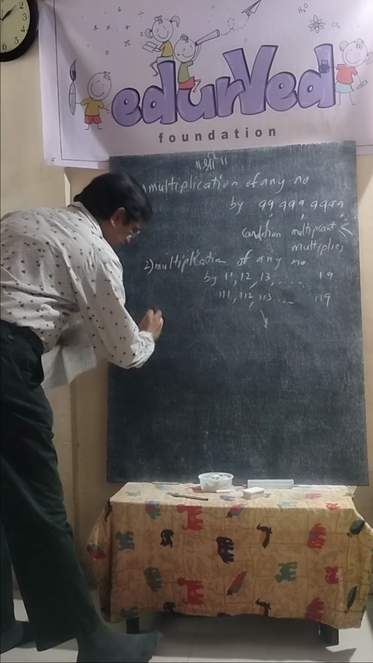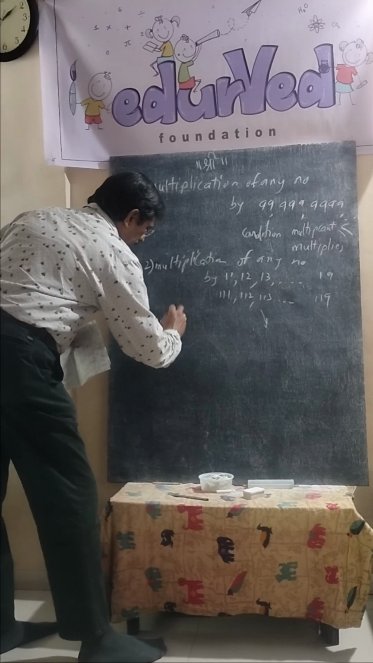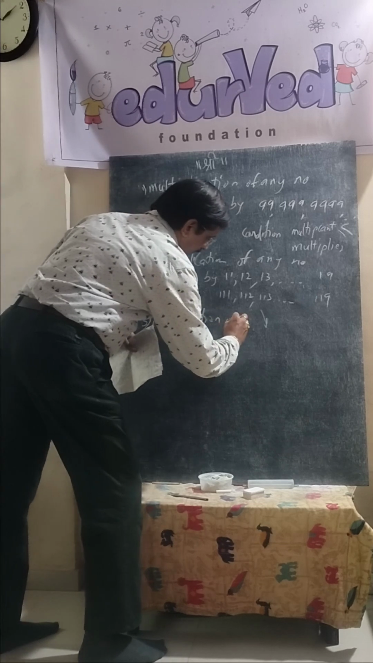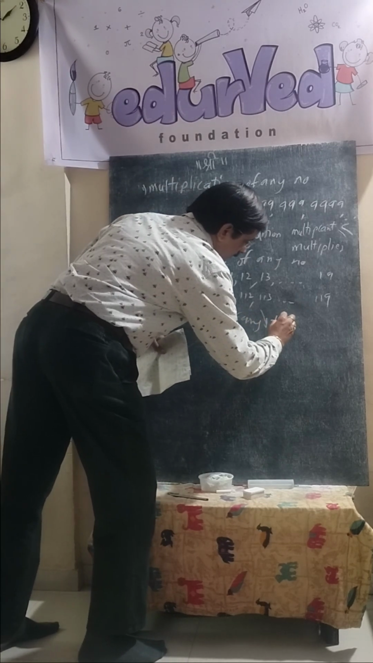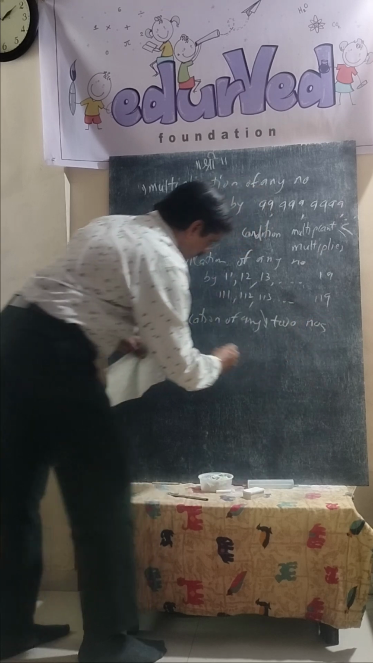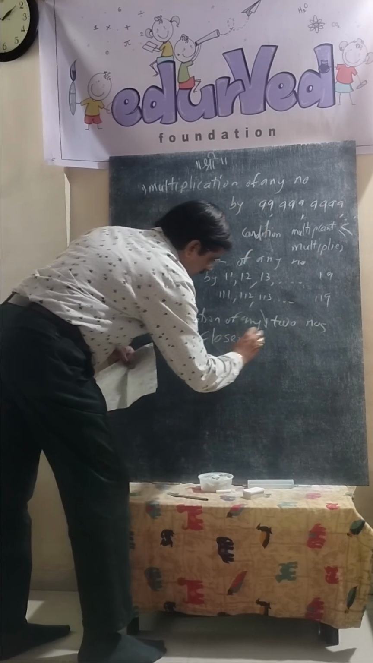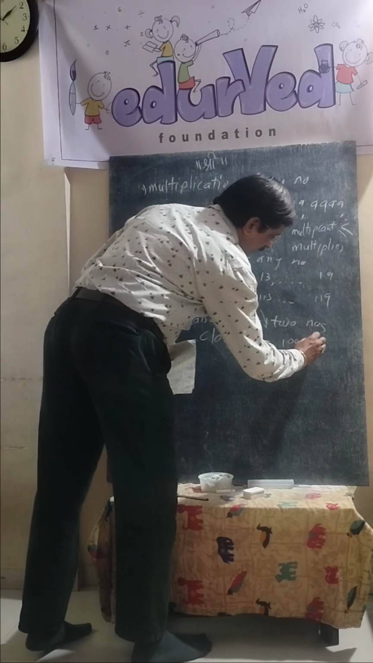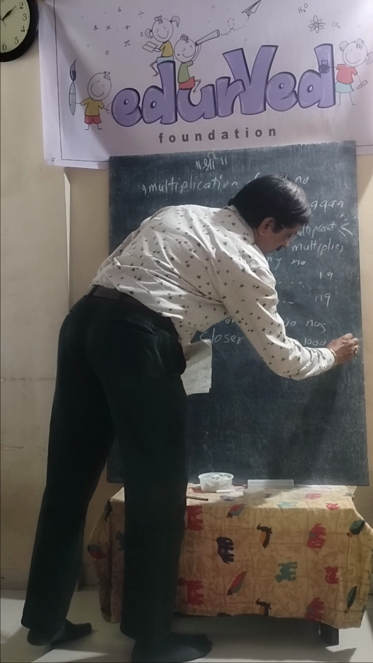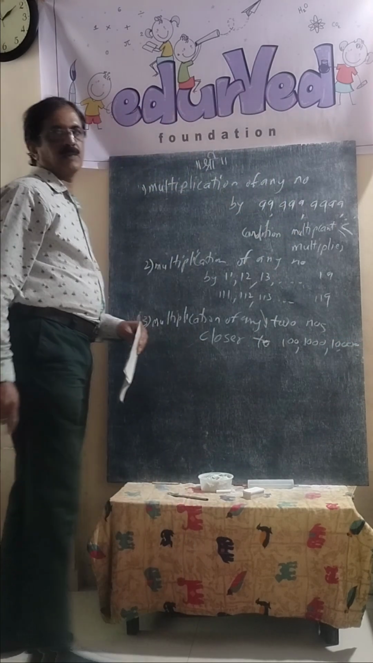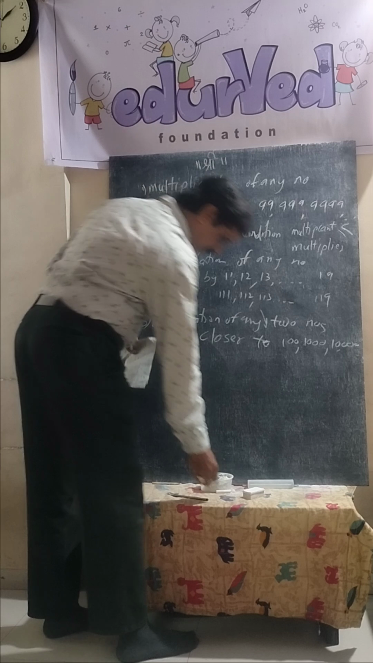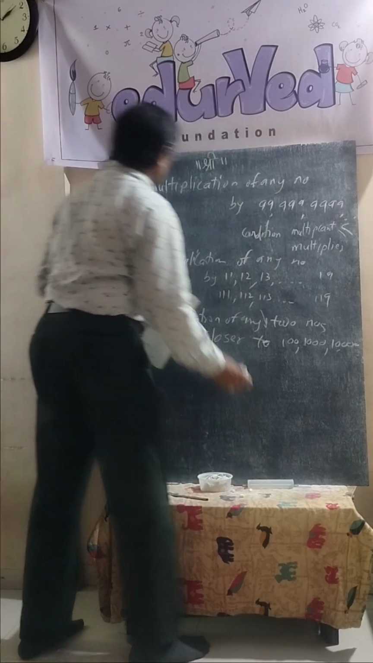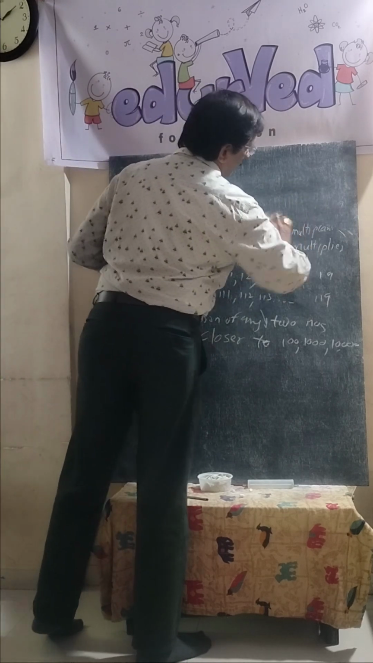The third category was multiplication of any two numbers closer to 100, 1000, 10,000 and so on. These were the three types of sums we studied, and the test was based on these types of sums. So let's start with the first sum.